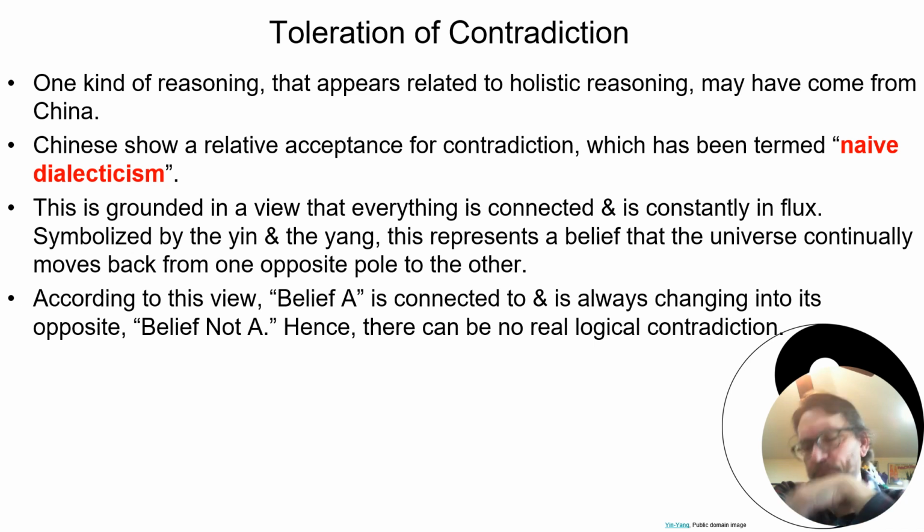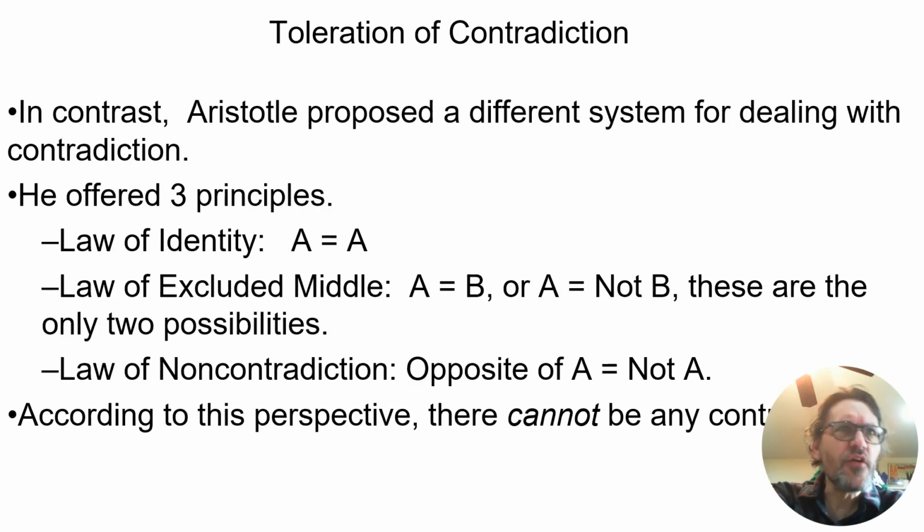From a Western perspective, Aristotle proposed the basic rules of logic and mathematics. A equals A, the law of identity. A equals B or A equals not B, there are only two possibilities. The law of non-contradiction: the opposite of A is not A. He put it straightforwardly. There cannot be contradiction. The world is or it is not.